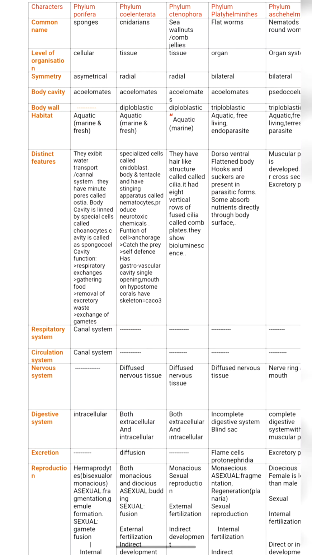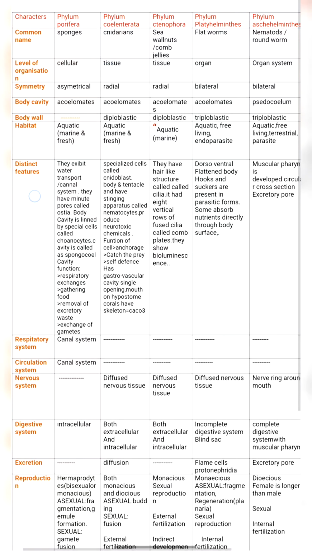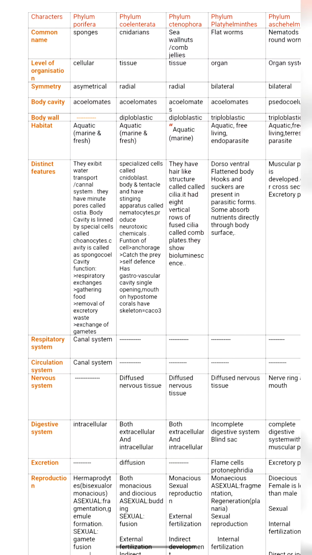First of all, let us go for the phylum Porifera. Obviously its common name, very important, is sponges. Next is the level of organization. Can you see, it is cellular, because it is a basic organism. Next, its symmetry is asymmetrical. We have two symmetries, radial and bilateral, but Porifera, being so basic like sponges, is asymmetrical; we cannot divide it into two equal halves.